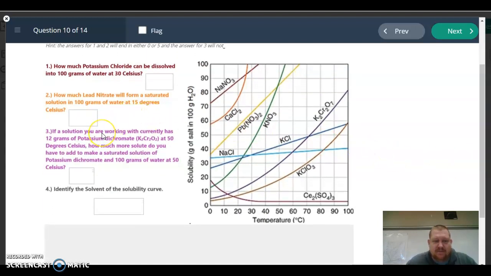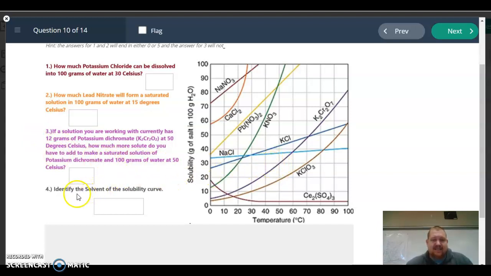Number 3 is a little different. You do the same thing: you find this one, potassium dichromate at 50 degrees Celsius. So at 50 degrees Celsius, here's my potassium dichromate. You look and see how much solute is here at 50. Then you have to think, you already have 12 grams, so how much more do you need to get to this point here?